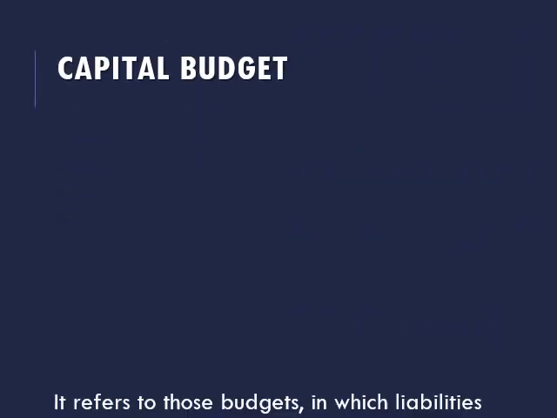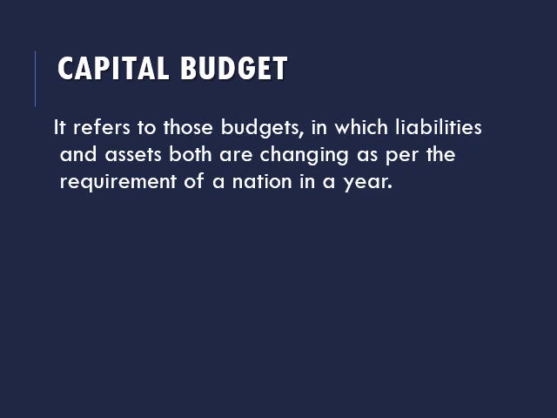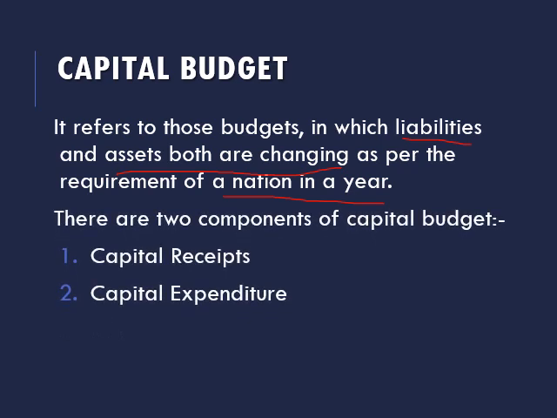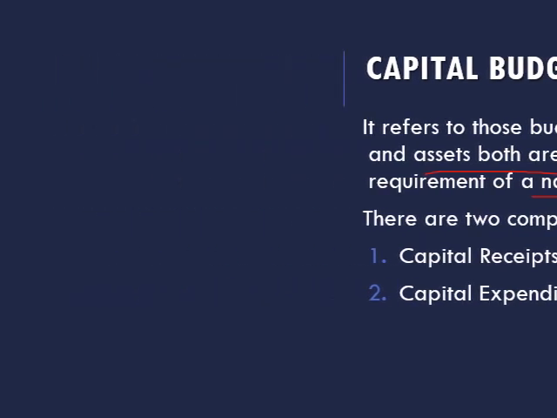Then we have the capital budget. Capital budget refers to that budget in which liability and assets both are changing as per the requirement of the nation in a year. So both are changing. So it has two components, capital receipts and capital expenditure. So let's talk about the individual parts.